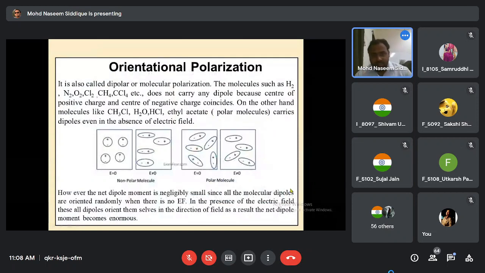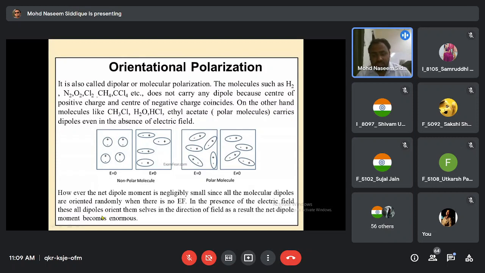As we can understand easily from the name, orientational means orientation: the electric field can orient the dipoles. So it is also called dipolar molecular polarization, which occurs in molecules such as H2O, N2, oxygen, Cl2, and so on. Is it clear? You can see in this picture that the net dipole moment is negligibly small, since all the molecular dipoles are oriented randomly when there is no electric field. In the presence of the electric field, all these dipoles orient themselves in the direction of the field.